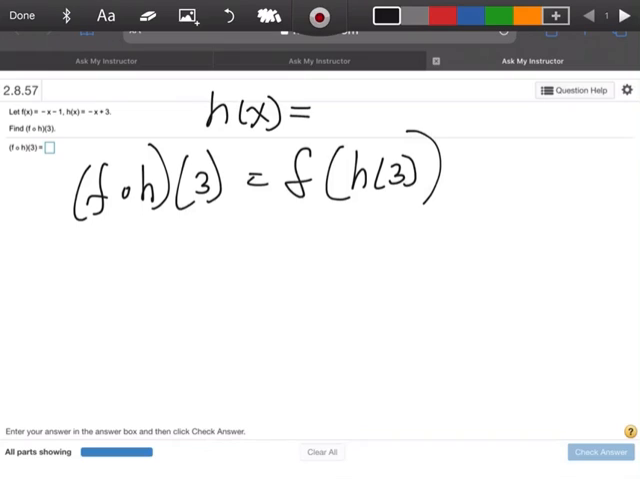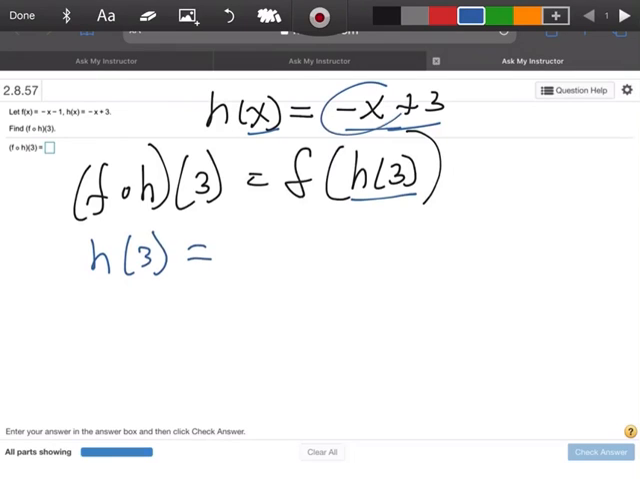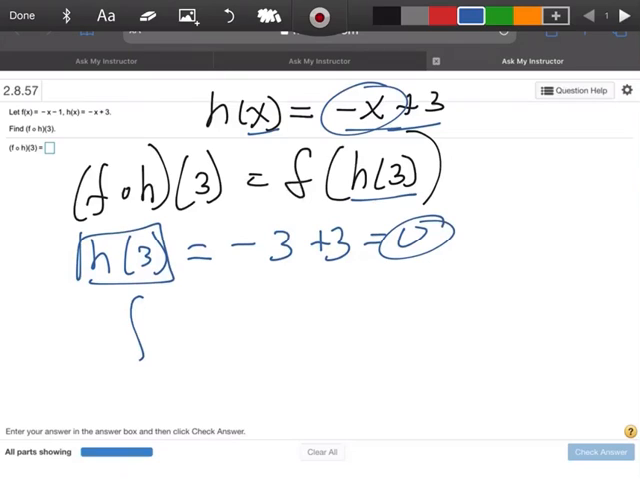So if I know that my function h of x is equal to negative x plus 3, then the way I would find h of 3 is I'm going to come back to this function, and everywhere I have the letter x, I'm going to plug in a 3. So h of 3 is going to be, there's a negative, so don't forget to write it down, negative 3 plus 3 is 0. Okay, so we know that h of 3 is the same thing as 0. Now we're trying to find f of 0.